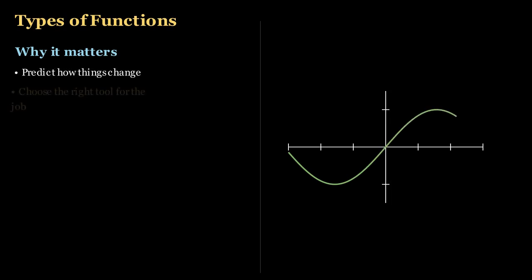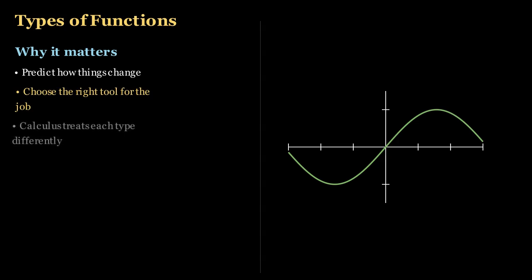That's a huge difference. In calculus, we'll learn to find the rate of change of a function, and the rule for that rate depends completely on the function's type. The derivative of a linear function is just a constant, but the derivative of a quadratic is another function. So spotting the type early is like knowing whether you're dealing with a bicycle or a rocket. It tells you what to expect and which tools to use. Let's look at the main types you'll meet in this course.